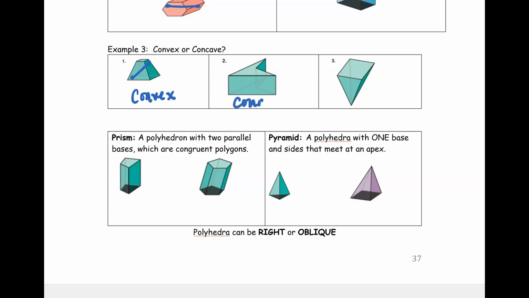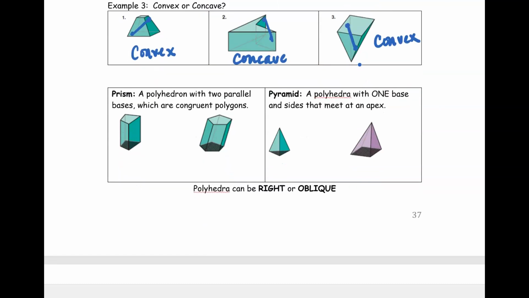This is concave. And if you draw a line segment from this part to this part, it would end up going outside. And then this last one is convex, because any line segment that you could draw on that one would stay inside the figure.